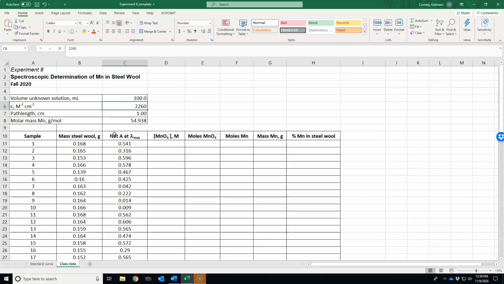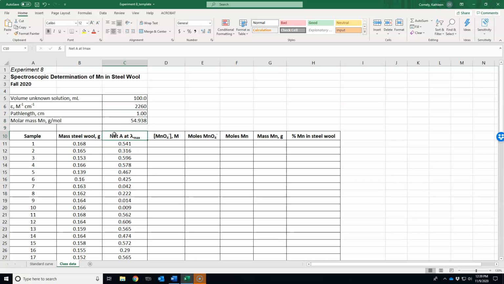Since everyone reported their values of the molar absorptivity epsilon, what we did is we went through all of those values and we averaged them. So this is a class average of the molar absorptivity. The path length of our cuvette was the same for everyone, 1.00 centimeters, and that's the molar mass of manganese.